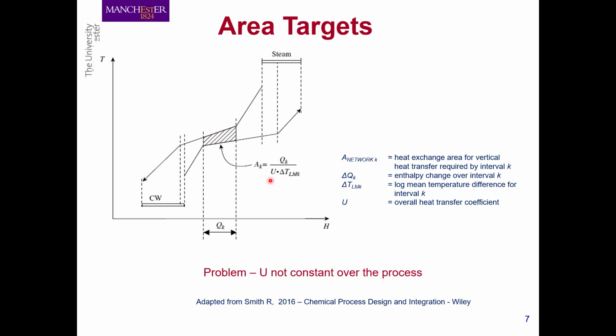But the problem is that for this whole process, the value of U is not constant. So this interval has a value of U, let's call it UK. Then you have another value of U for this interval, another value of U for this interval. So each of these intervals might have a different value of U, and as such, the area and the heating requirement of each interval will be different. Okay, so if we want to calculate the total area of this whole HEN network, we need to calculate the areas of each interval and then sum them up at the end. Okay, so let's look at it in a bit more detail.